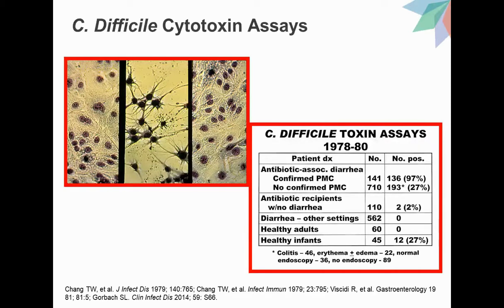So in patients that had confirmed pseudomembranous colitis due to antibiotic-associated diarrhea, almost all of them had C. difficile toxins in their stool. However, only 27% of patients with antibiotic-associated diarrhea and no confirmed pseudomembranous colitis had C. difficile toxin in their stool.